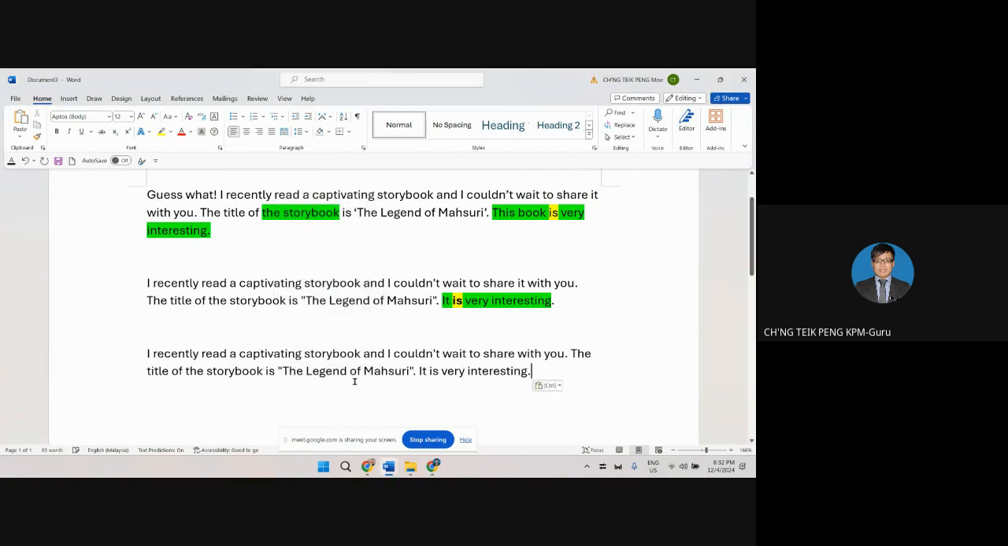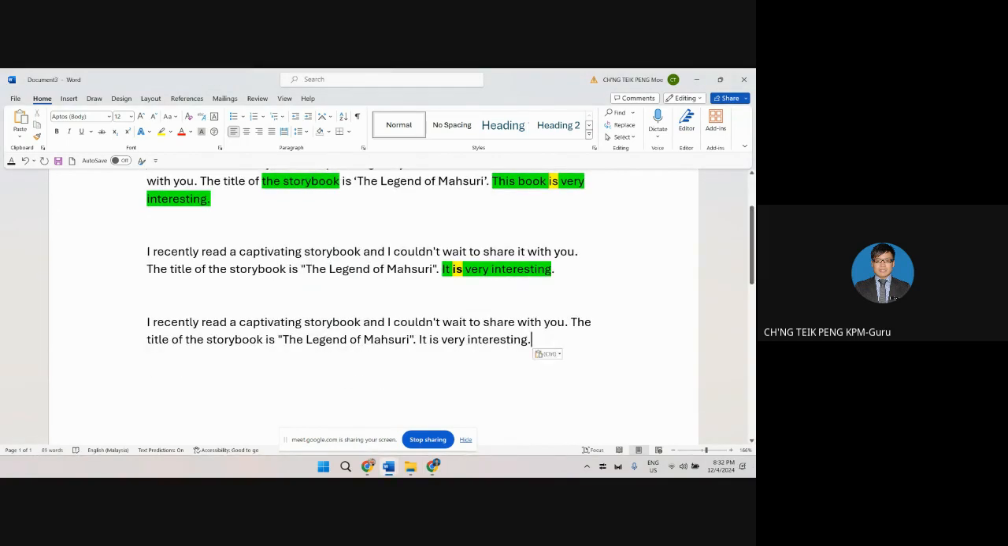Okay, so I recently read a captivating book, and I couldn't wait to share with you. I couldn't wait to share with you. You have got a small mistake here, okay, Leanne? And I couldn't wait to share what with you. You need to put an object here. To share what with you? To share it with you. The title of the storybook is The Legend of Masuri. It is very interesting. Okay, the rest is fine. And then Weili.